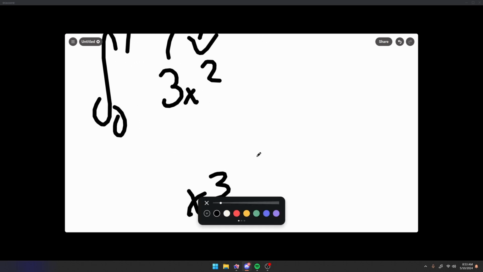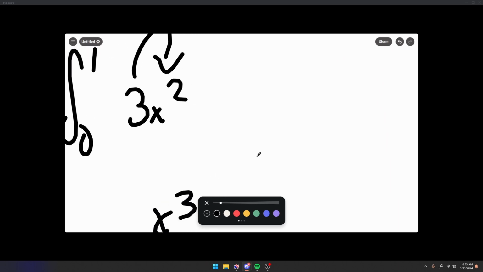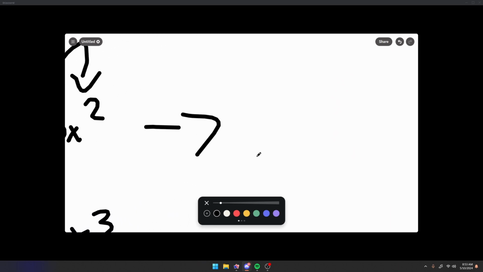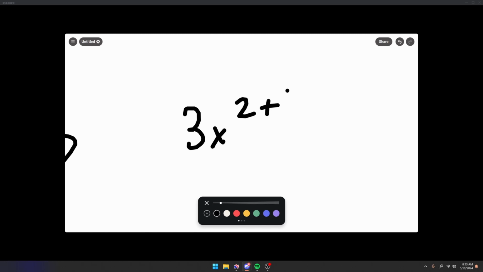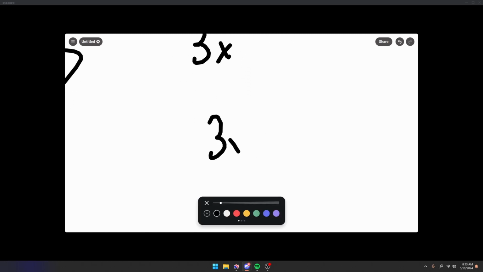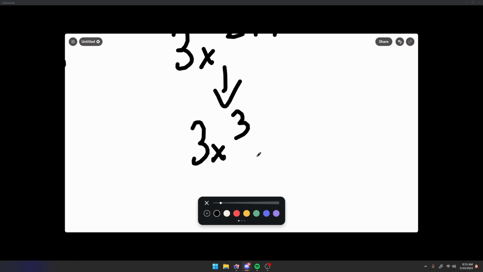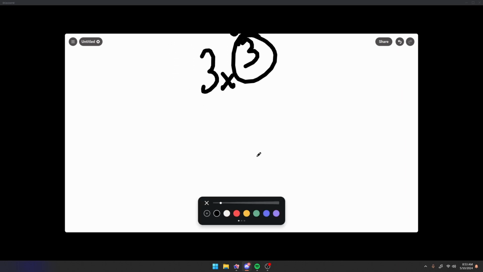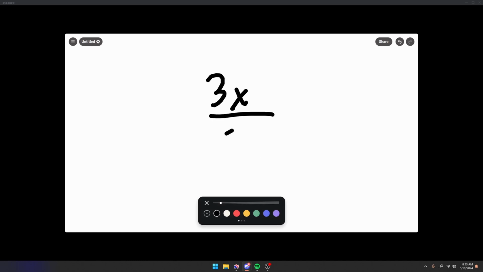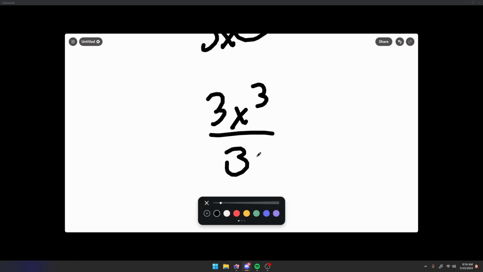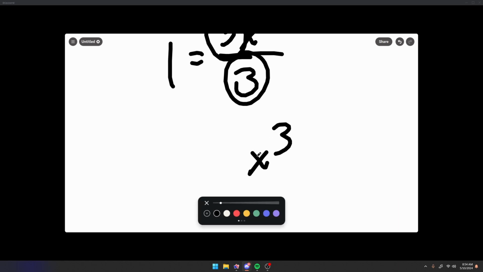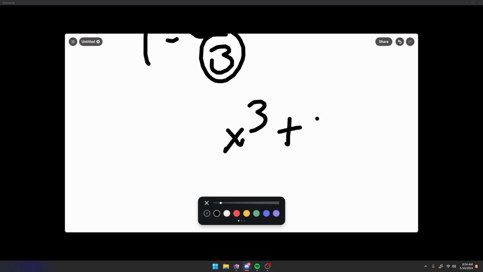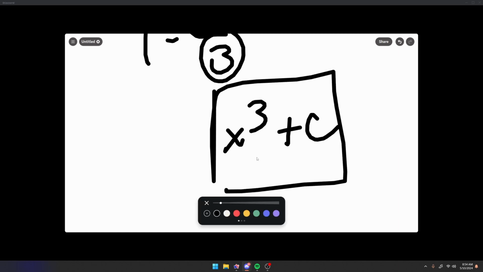There's a more complicated way of doing this, like an actual method. I'll show you guys how to do it. So we have 3x squared, and what you want to do is add 1 to the power, so you get 3x to the 3, and then you divide by that new number. So x cubed over 3 times 3. That's a lot of 3s, but 3 and 3 is just 1, so it's just x cubed, and then you need to add plus C for some reason, and that is your answer for the integral.